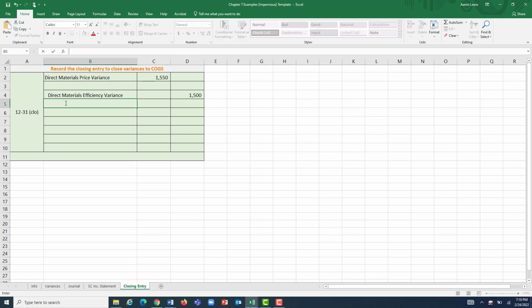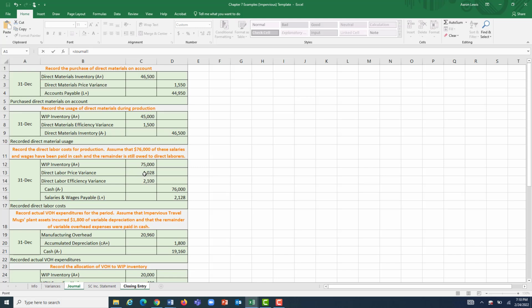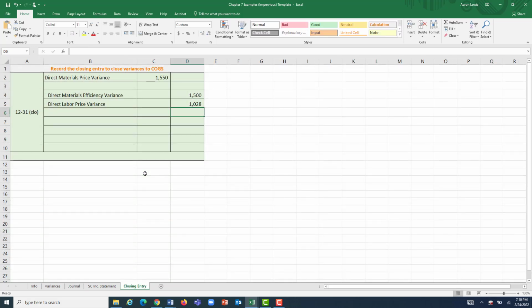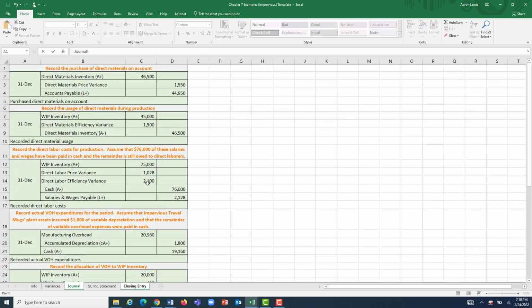We've got a direct labor price variance. Again, our price variance originally had a debit in the journal entry. Its T account will have a debit balance, and it is for $1,028. Well, we need to close it for that same amount, so we're going to credit for that amount. We had a direct labor efficiency variance, and our direct labor efficiency variance in our journal entry was for a debit of $2,100, so we need to credit that account for $2,100 to get its T account to zero out.